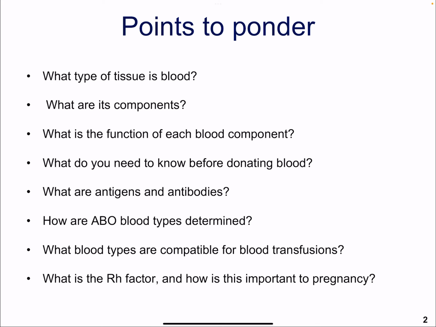What do you need to know before blood donation? What are antigens? What are antibodies? We are going to dive into that concept. How are the ABO blood types determined? How do you go about that? What types are compatible for blood transfusion in terms of blood types, right?